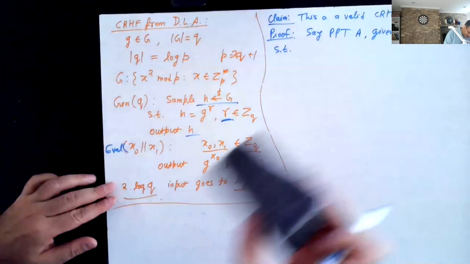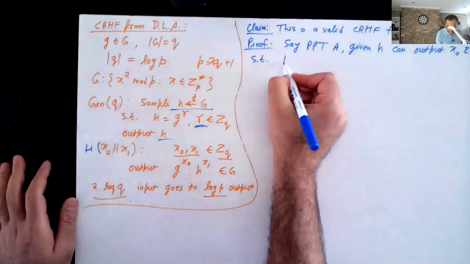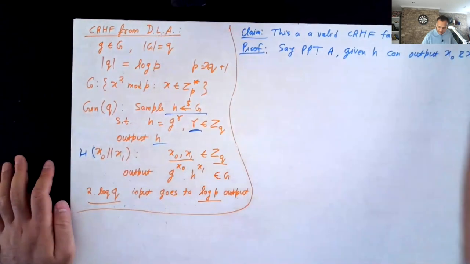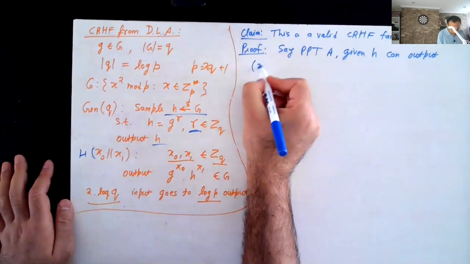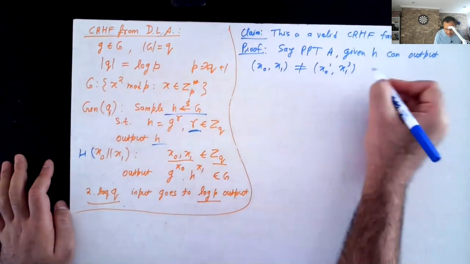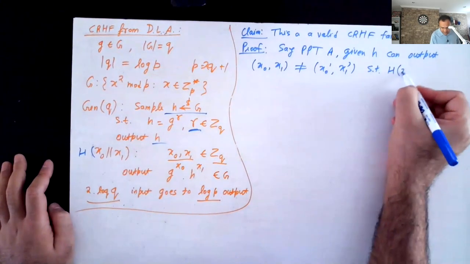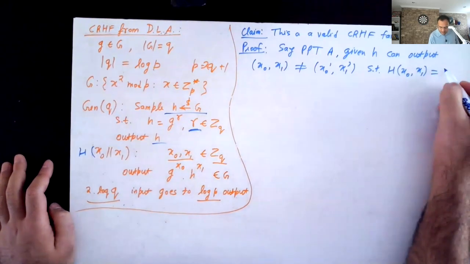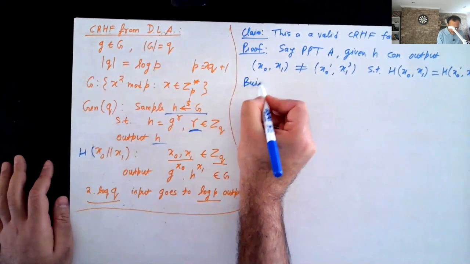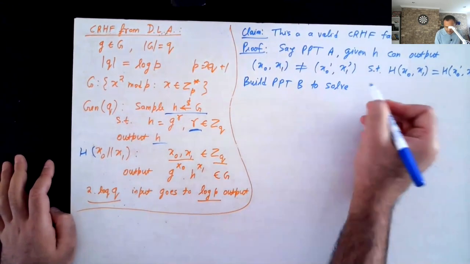So let me just denote the hash function by capital H. Sorry, not X0 and X1, but rather the adversary can output X0, X1 not equal to X0 prime, X1 prime, such that hash of X0, X1 is equal to hash of X0 prime, X1 prime. So we will build another PPT B to solve the discrete log problem.